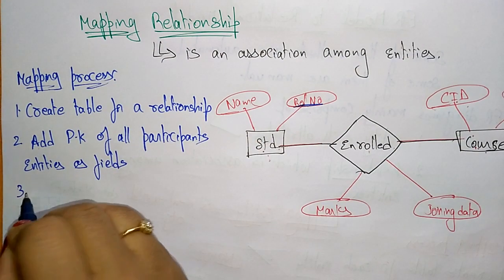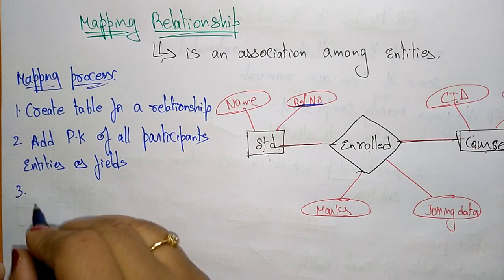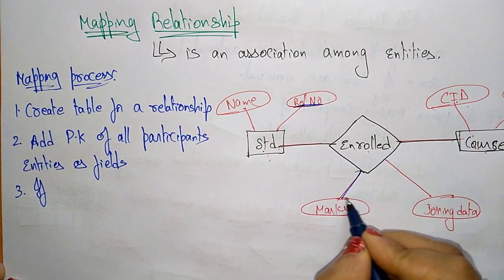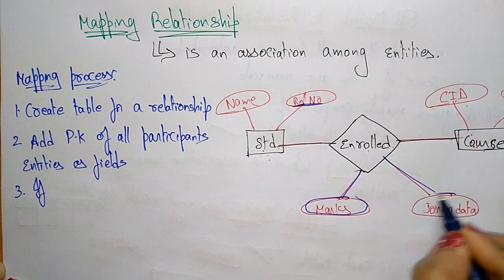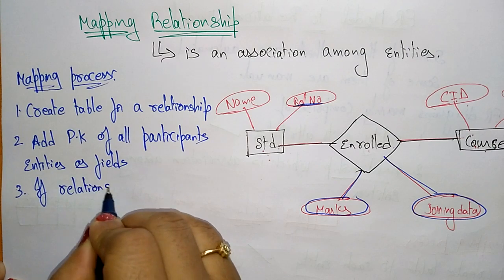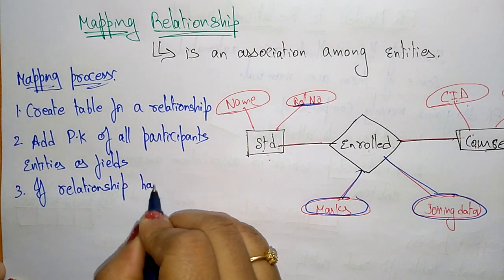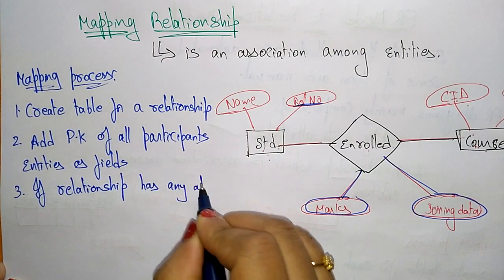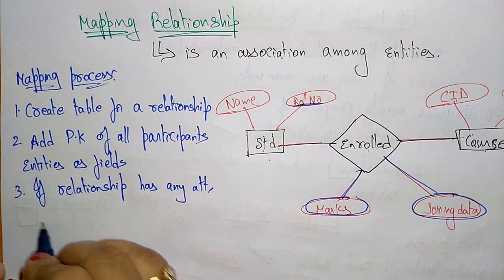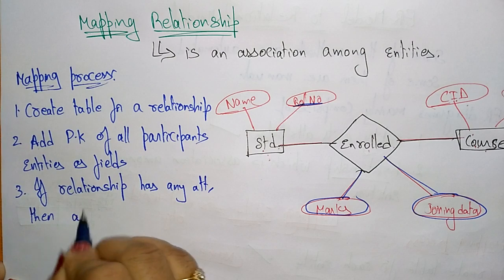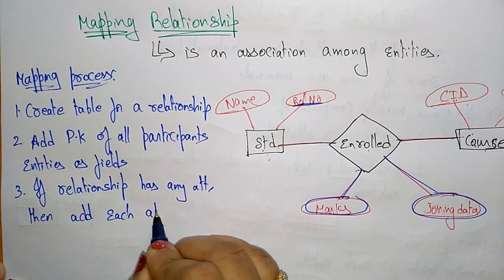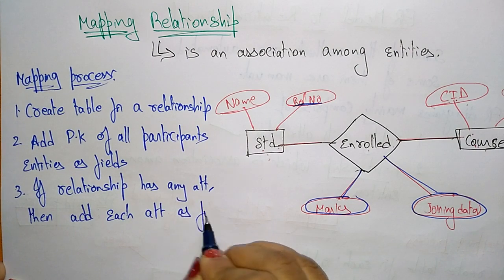Next, the third point: if the relationship has any attribute, meaning the relationship is having attributes, then add each of these attributes as a field of the table.